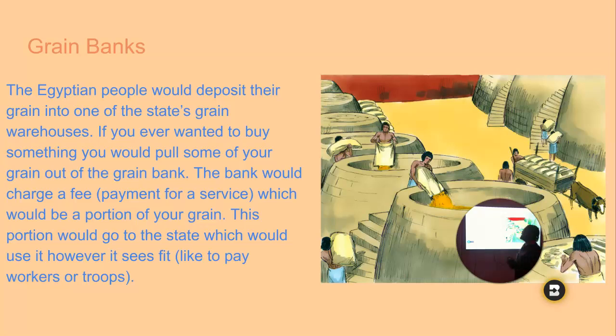So you all tell me, what do we need from this slide if we're talking about economics? Deposit their grain into one of the state's grain. Right. So Egyptians would deposit their grain into one of the state's grain warehouses. That's going to be important. What else do we need to know about the economics of Egypt from this slide? The bank would charge a fee. Okay, so yeah, we went down here. So the bank would charge a fee. And what was that fee?